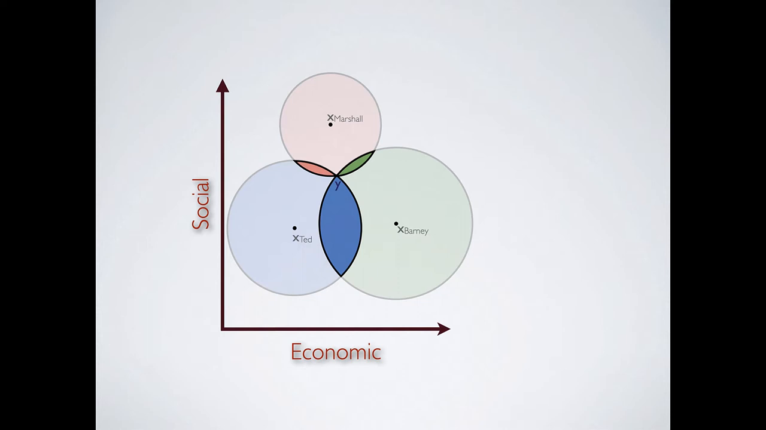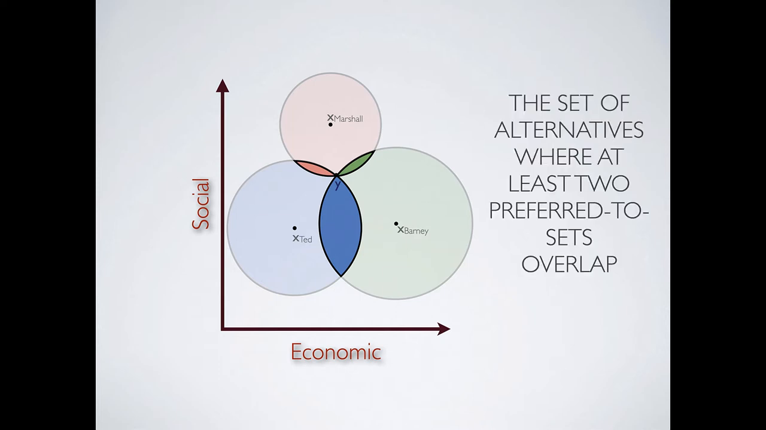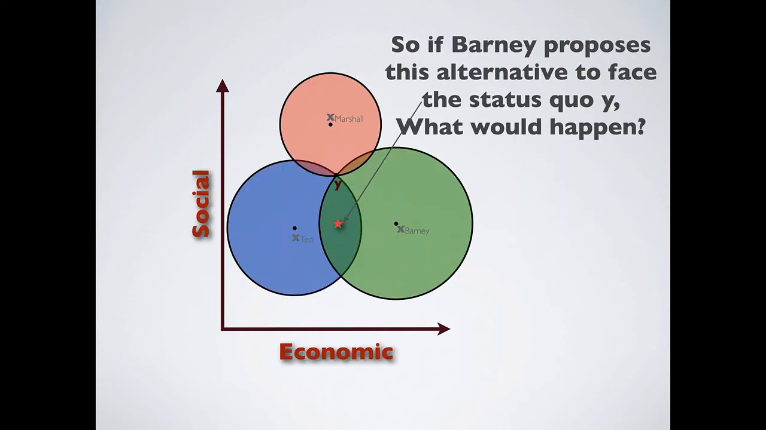It's the same set of steps you used in the single-dimensional model. Find the preferred-to sets, find out how many of them you need to overlap, and then find all places where at least that number of them overlap. It could be more. That is the WinSet. The set of alternatives where at least two preferred-to sets overlap.